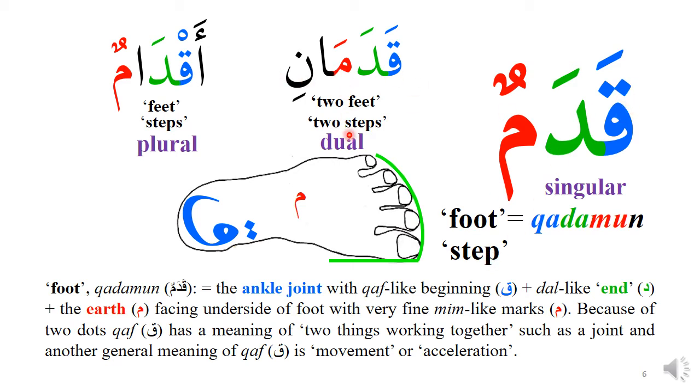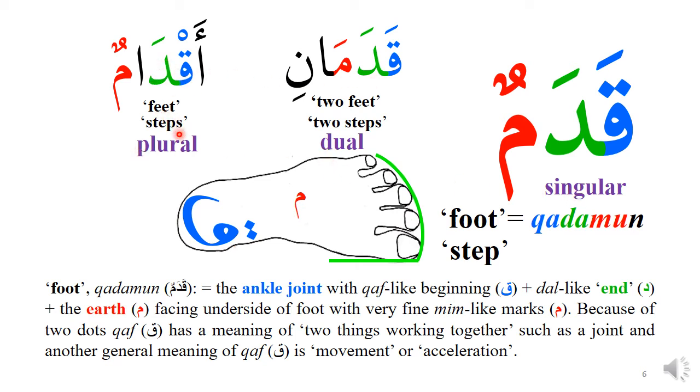This concept in Arabic would be Kadamani. So Kadamun means a foot, or just a foot. Actually just a foot would be better, and Kadamani means 2 feet, 2 steps. This is the dual form, which is not present in English or my native language Bangla or other languages. So Arabic has 3 numbers, right? Singular, dual and plural. So plural is like akdam.